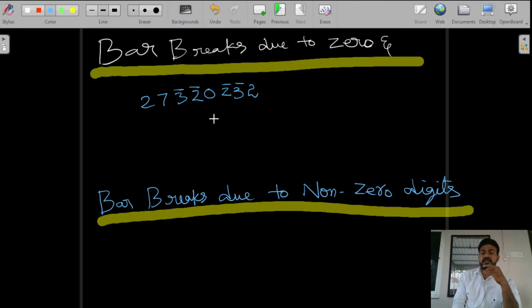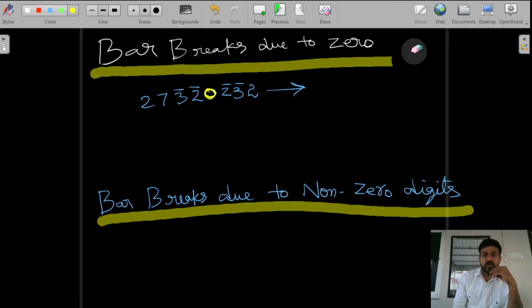If there is a number like this, to devinculate it, you will get the actual number. But we have a bar break here. We don't have a bar on this 0. So there are bar breaks due to 0 and bar breaks due to non-zero. So here the bar breaks due to 0.